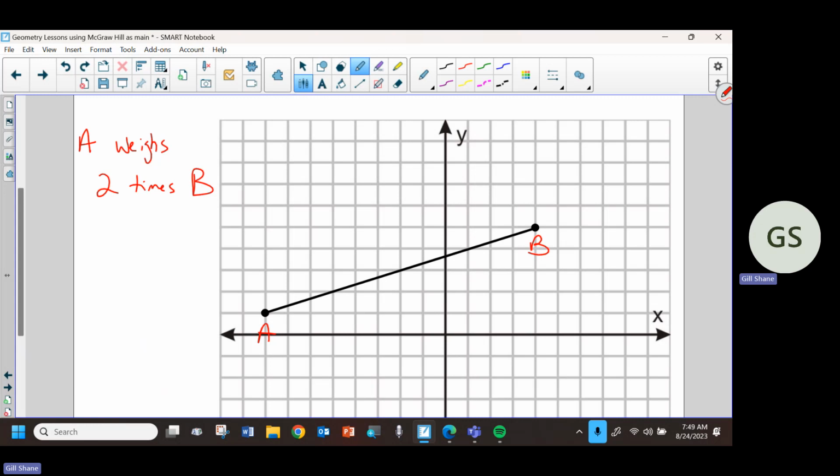The only thing you have to do is what? Well, let's do the weights first. What do we put for the weight of A? Let's keep going around. Gavin, what do I put for the weight of A? It says A is 2 times B.